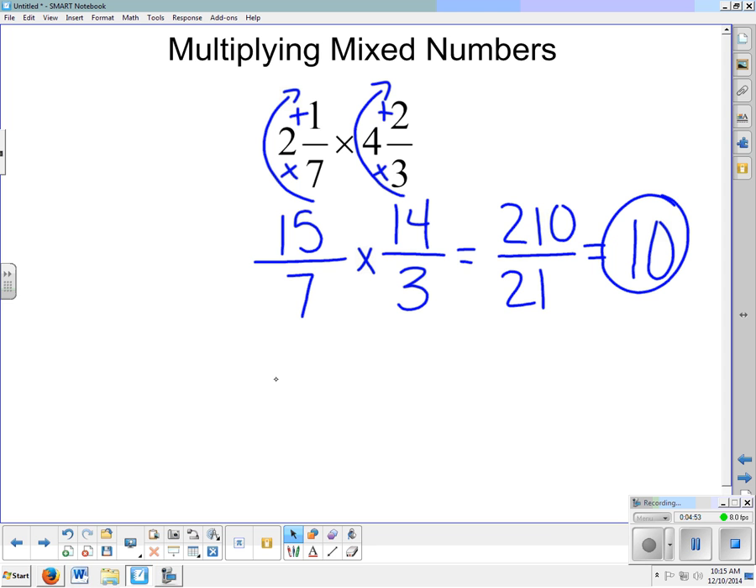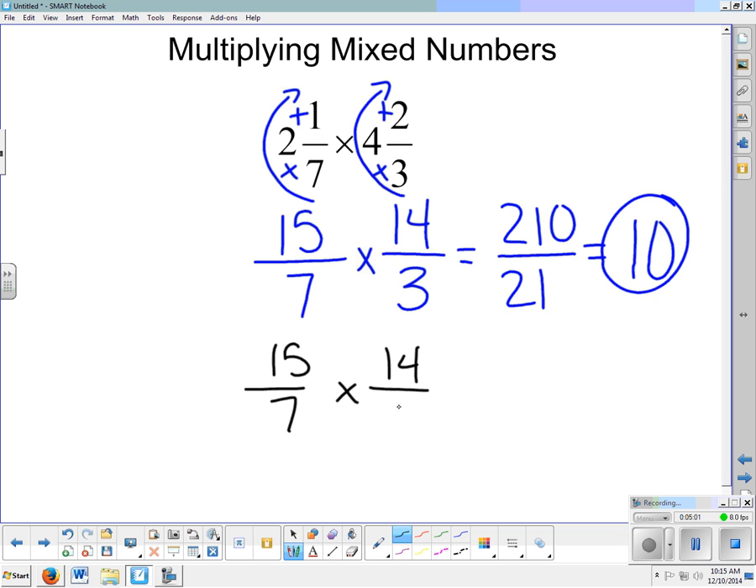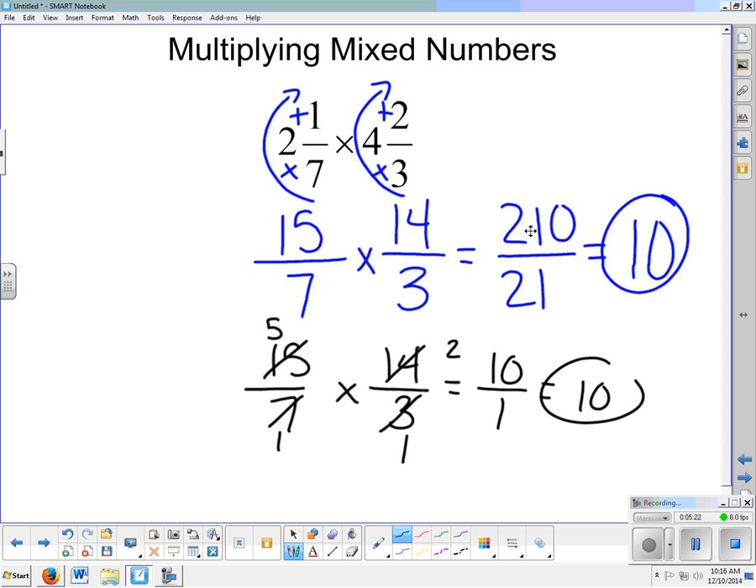Again, 15/7. This is an example of, I don't like that 210 over 21. 15 and 3 can both be divided by 3. 3 becomes 1, and 15 becomes 5, good. 7 and 14, 1 and 2. 5 times 2 is 10. Never had to work with those large values. Okay, that's an example of when the shortcut's really nice.